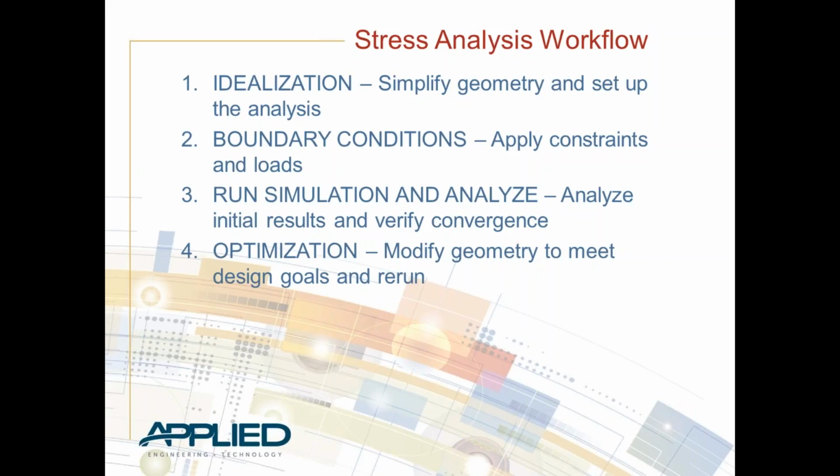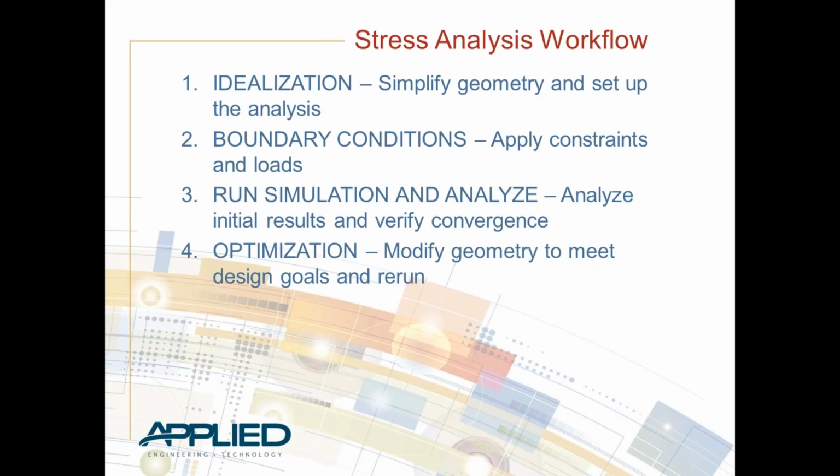Does it seem to be converging? If we take a look at the results, are the stresses where we thought they should be? The values of the stress, are we past the yield strength? Those types of things. So I definitely want to take a closer look at that. And then step 4 is to optimize this.